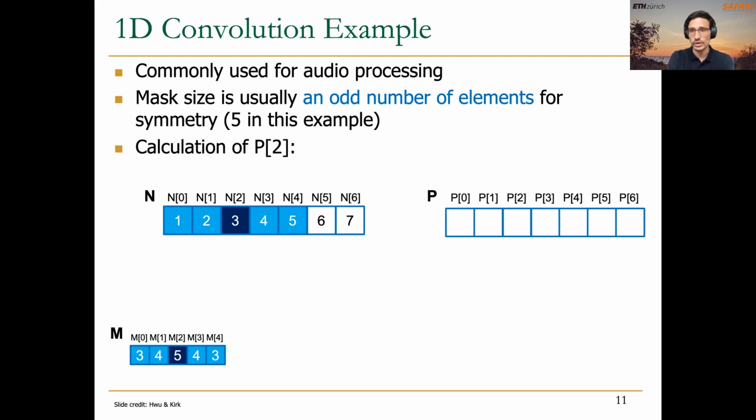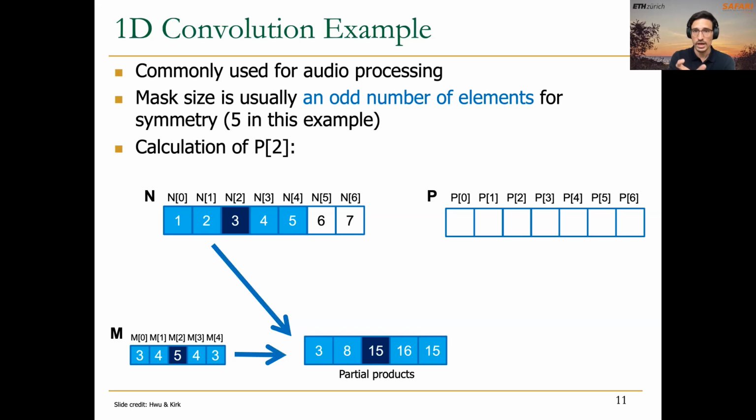And we have to calculate the elements of the output. In this case, the output is the array P. So let's first see how to calculate the element P2. To calculate the element P2, what we have to do is place the mask on top of the input, centered on the element N2, and we perform, first of all, partial products. Observe that here what we are doing is multiplying each element of the input array. N0 is multiplied by M0 and the result is 3.